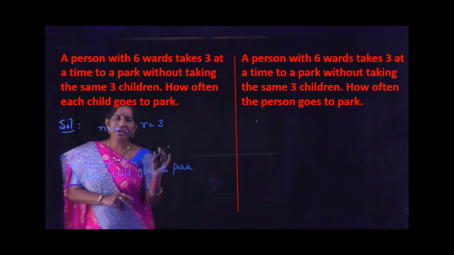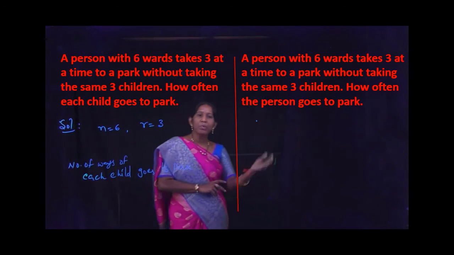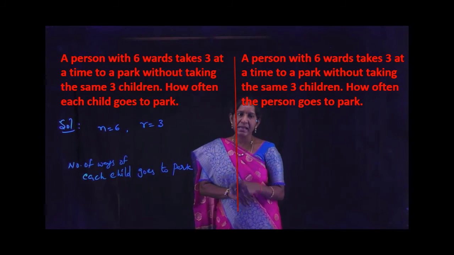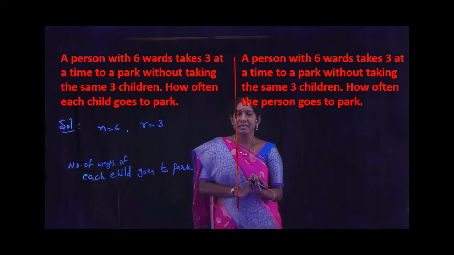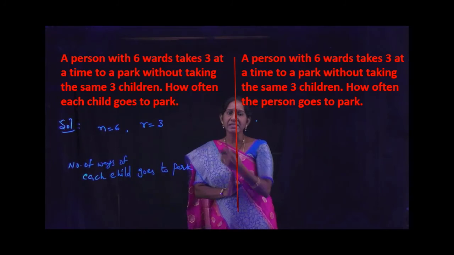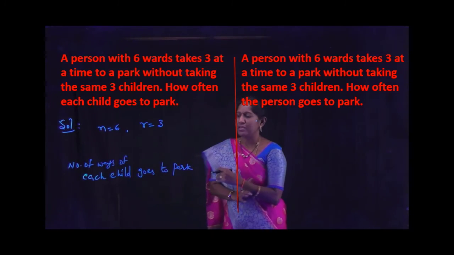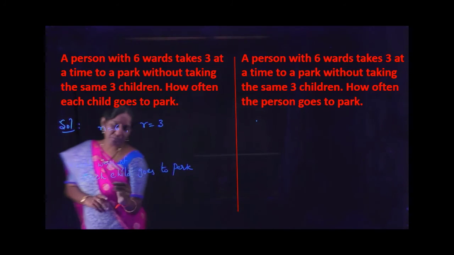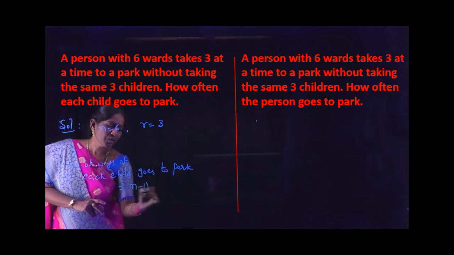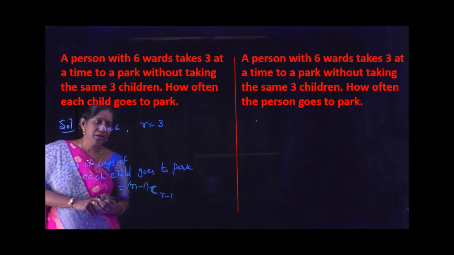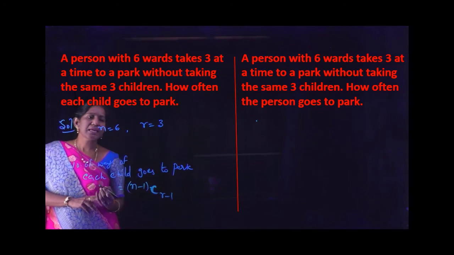That means one child is already there. Select 2 more children from the remaining 5 members. That can be done in how many ways? Selecting 2 more children out of the remaining 5 members can be done in 5C2 ways. So, by the formula, each child goes to the park n minus 1 C r minus 1 times.